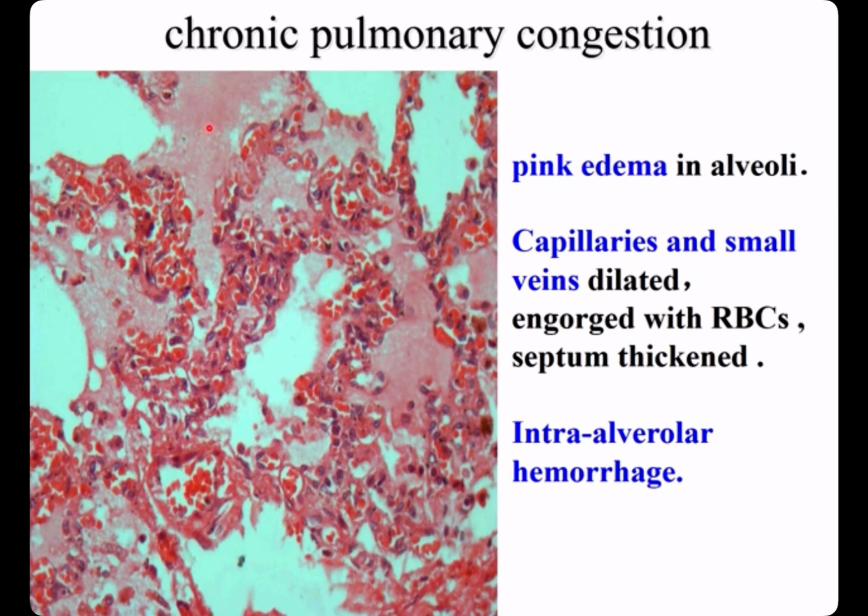The pink edema fluid, also called blood plasma, can be seen in the alveoli. Intra-alveolar hemorrhage also can be observed. That is, red blood cells may appear in the alveoli because of the rupture of small blood vessels.